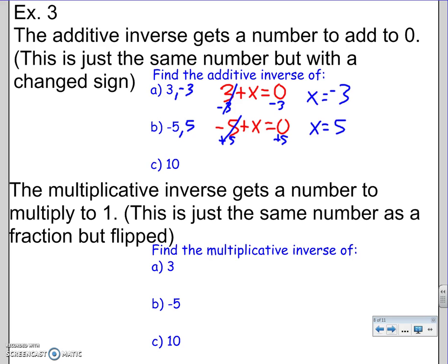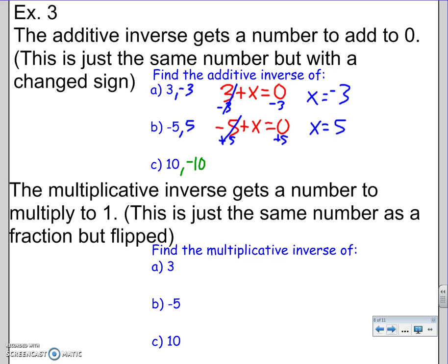The shortcut or the trick is you just get the same number, but change the sign. So +3 became -3. -5 became +5. So for C, +10 becomes -10, and that's it. For if it's a fraction, same thing. If it was 2/3, it'll become -2/3. For the multiplicative inverse, you get a number to multiply to 1. And then the trick is just the same number as a fraction, but flipped.